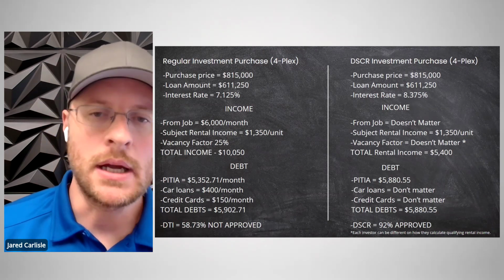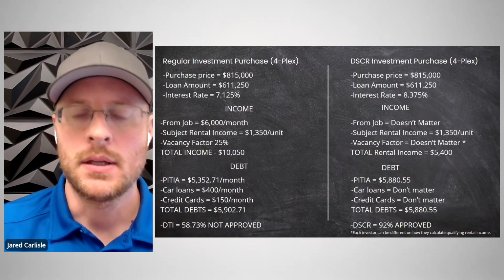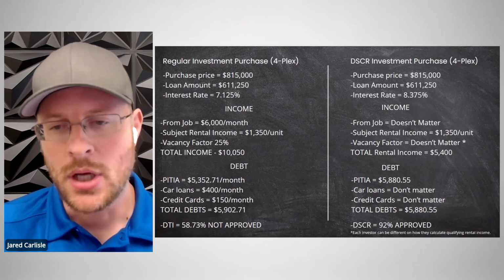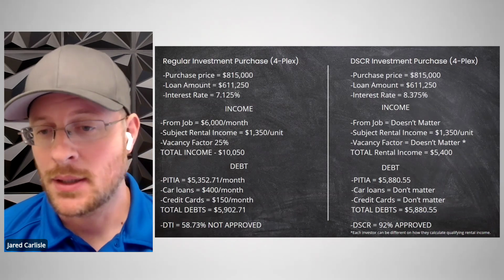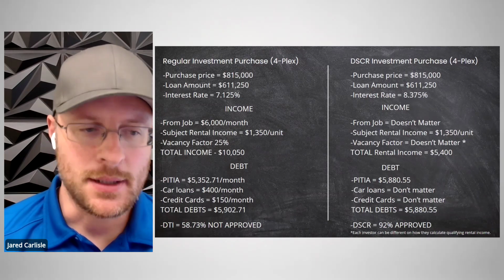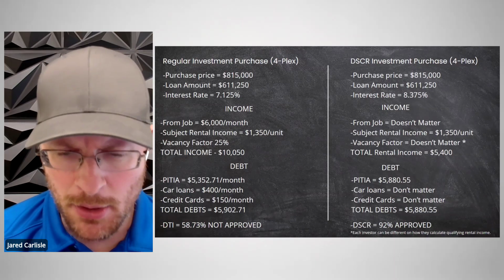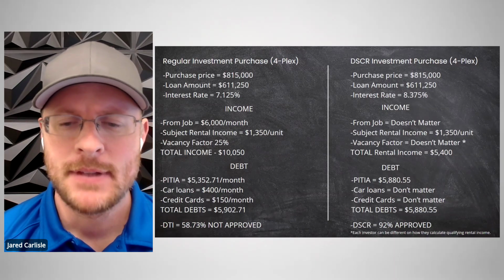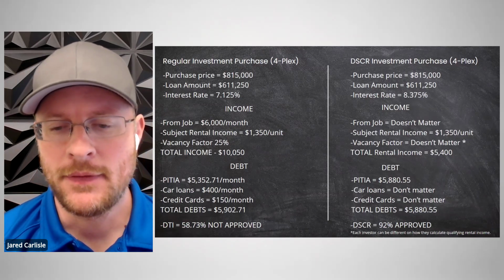So if we went to the right column now and we just did it through the lens of DSCR, the top part's the same except the interest rate's higher. Income from the job, we're not even looking at it. The subject, so the rental income from the units, we're looking at 1350. There's no vacancy factor they take into consideration here. They're just looking at 1350 times 4. You end up with total rental income of 5,400. And then you have the estimated mortgage payment, which again is higher because the interest rate's higher, of 5,880.